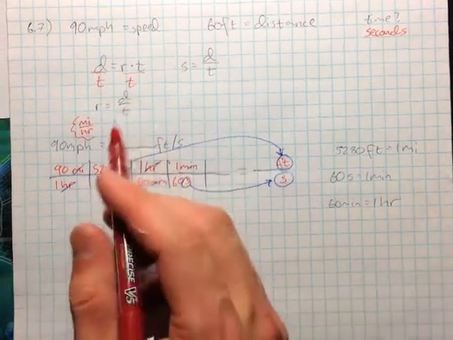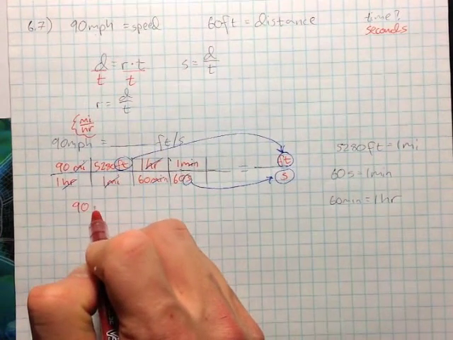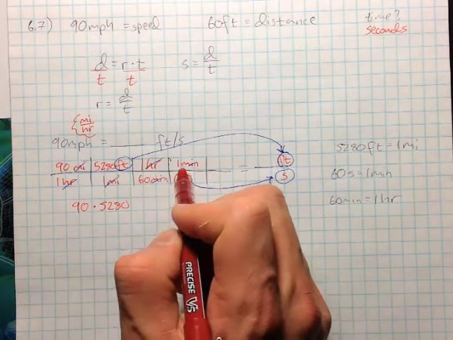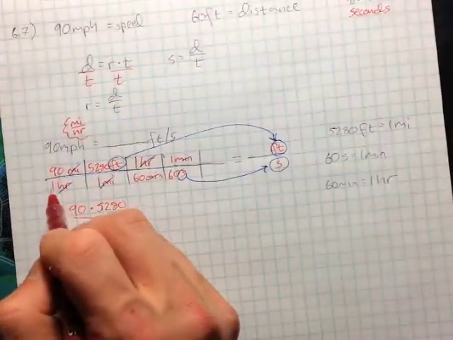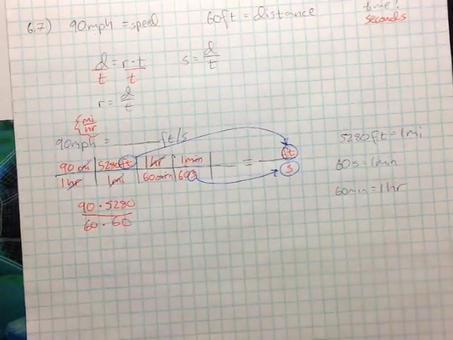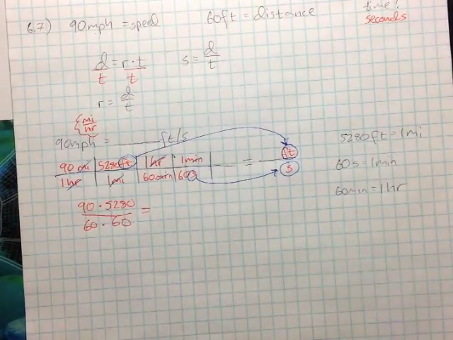This is telling me to take 90, multiply by 5,280, multiply by 1, all divided by 1 times 60 times 60. Alright, let's see what that's equal to.